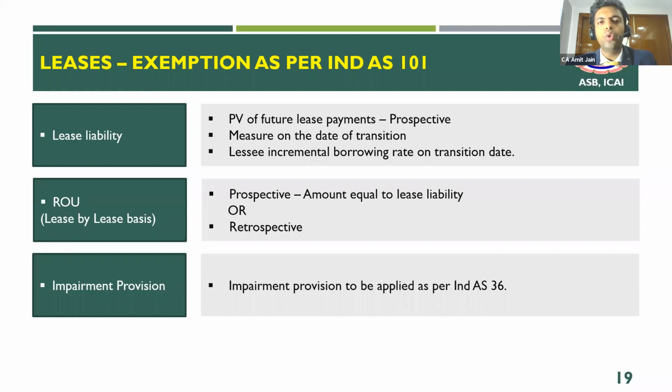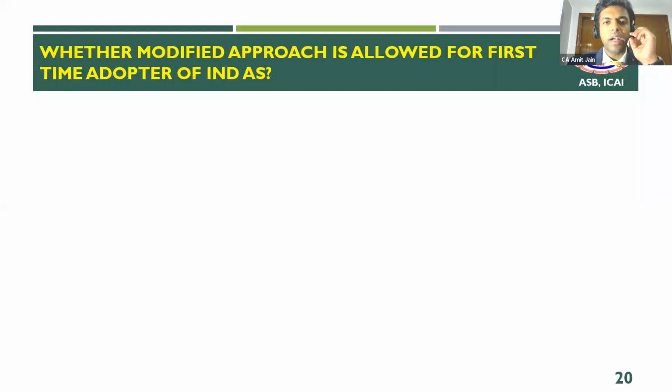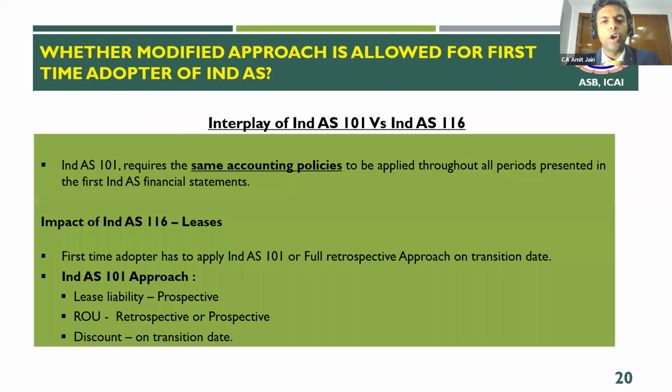In case the company does not adopt these exemptions, then the company has to go back to IND-AS 116 and apply its transition date accounting principles. Now the question arises, if the company has recognized the ROU, whether it is subject to the impairment provisions of IND-AS 36? Answer is yes. This ROU, which is to be recognized as per IND-AS 116, is subject to IND-AS 36 impairment provisions. Right, guys? So these are the different aspects in respect of the first time adopter in respect of the optional exemption on the transition date.